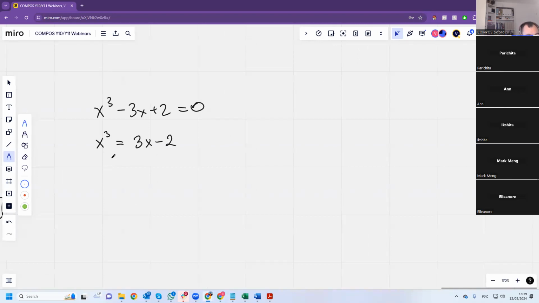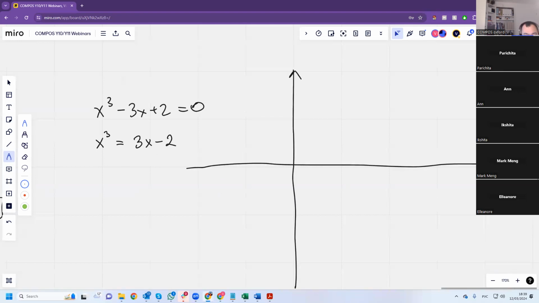x cubed equals 3x minus 2. We can solve this graphically. We draw the curves. So the cubic curve is going to be 1, 1, 2, 8, 2, 8, and 2, 1, 2, 3, 4, 5, 6, 7, 8. So it's going to be like this.